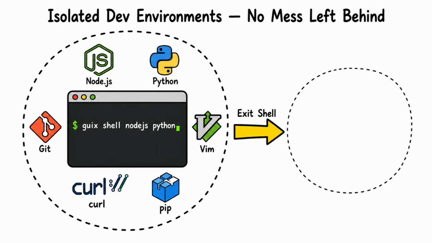One of the things that makes Guix genuinely exciting for developers is environment management. With a single command, guix shell, you can spin up an isolated development environment with exactly the tools and library versions you need for a project. When you exit the shell, those tools disappear. No conflicts, no leftover dependencies. It's cleaner than Docker for a lot of use cases, and it works seamlessly on the desktop.